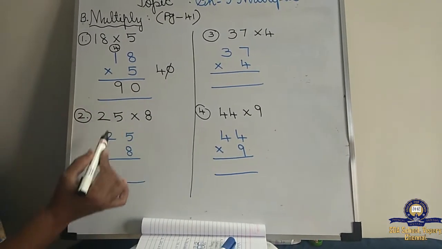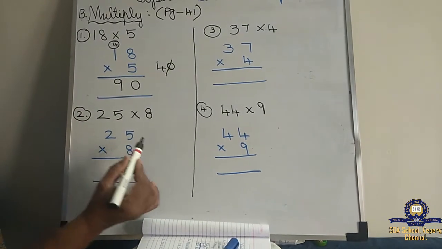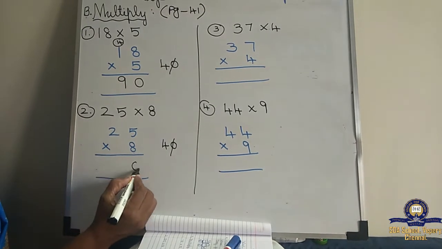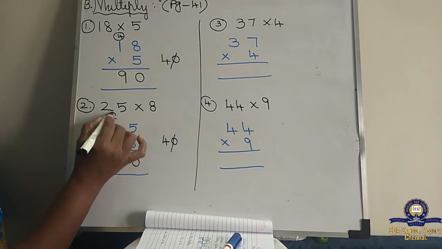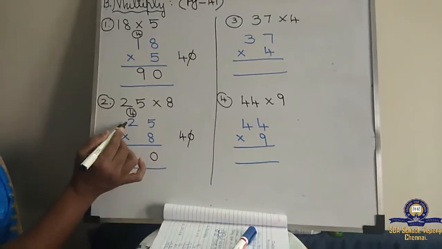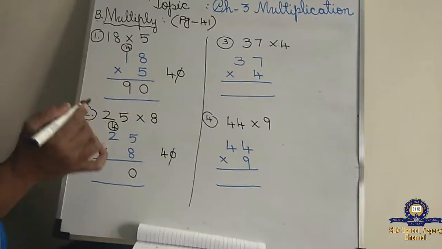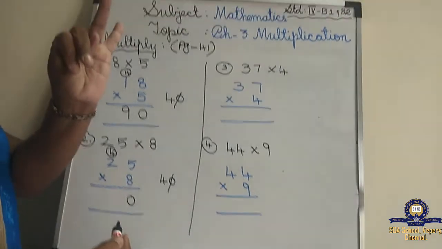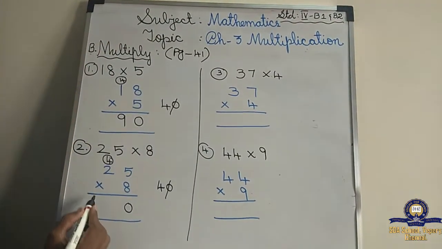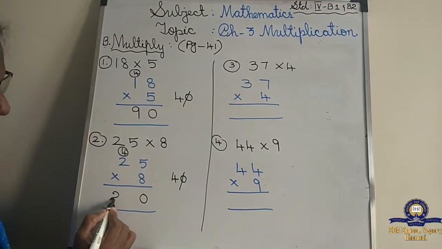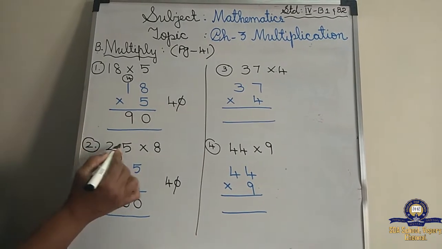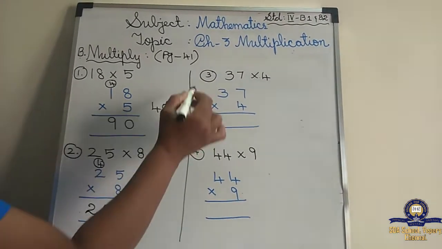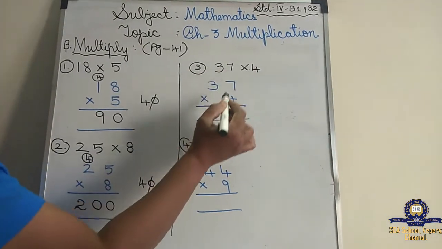Now the second sum, 25 into 8. 8 5s are again 40. Write 0 here and bring the 4 up here. 8 2s are 16. 16 plus 4 is 20. So the answer is 200. 25 8s are 200.